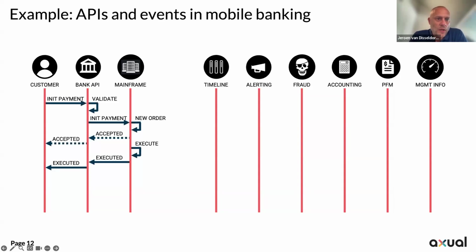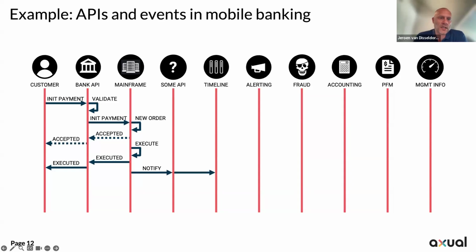And there are different ways of handling that. So let's suppose that we use an API in the middle, some API which the mainframe then calls to notify, in this case, the timeline. This means that if the notification is sent, the API then forwards the call to the timeline, making sure that the timeline, which implements the same API call, also gets notified of the transaction that just executed.